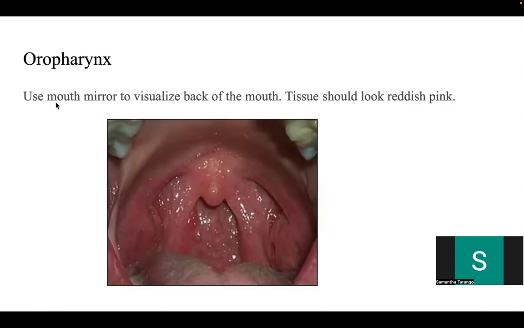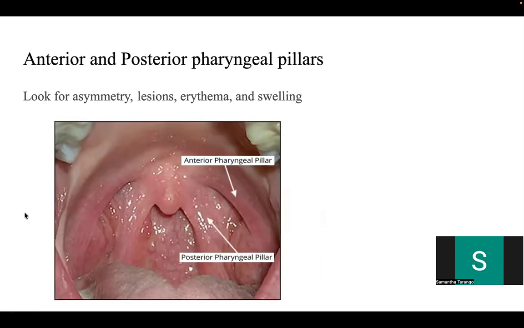Okay, so for the oropharynx, we want to use a mirror. We want to visualize the back of the mouth. The tissue should look reddish pink. We should look for any asymmetry, any changes in color, any lesions or inflammation. The anterior and posterior pharyngeal pillars, same thing. Look for symmetry, lesions, erythema, or swelling.